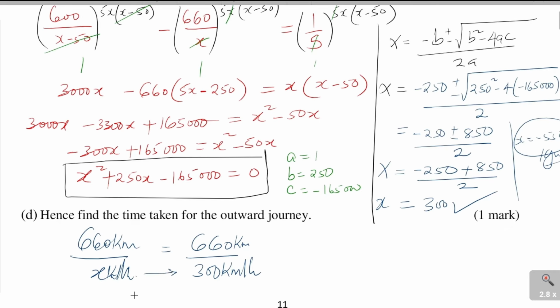That is the value of x. So when you work out these, you'll get the answer in number of hours. 660 divided by 300 is 2.2, that is 2 and 1 over 5 hours. You can give this as hours and minutes, so 2 hours, and 1 over 5 of an hour will be 12 minutes.